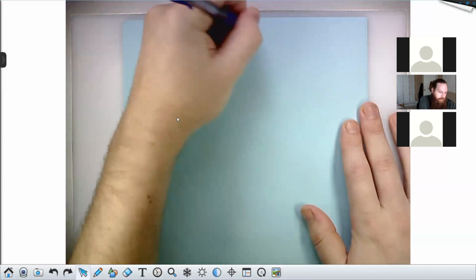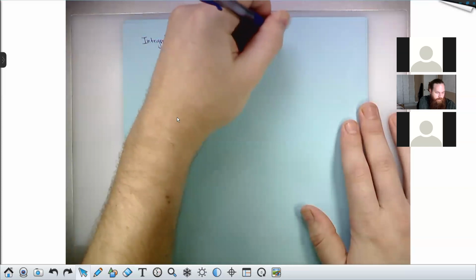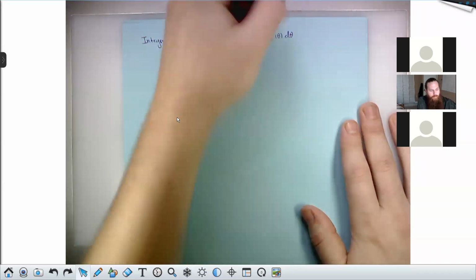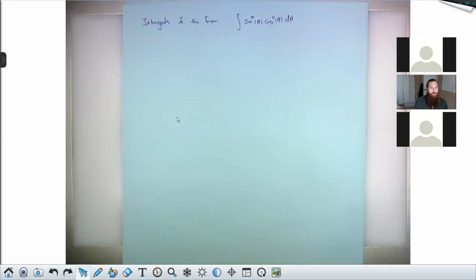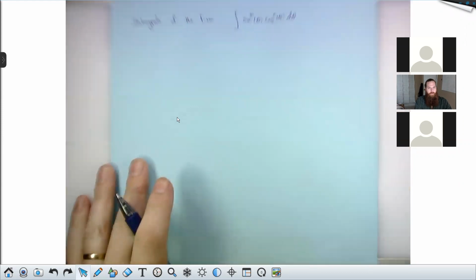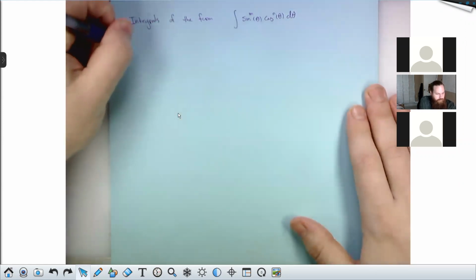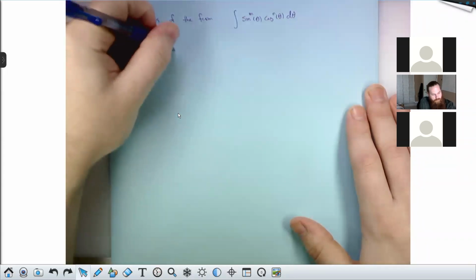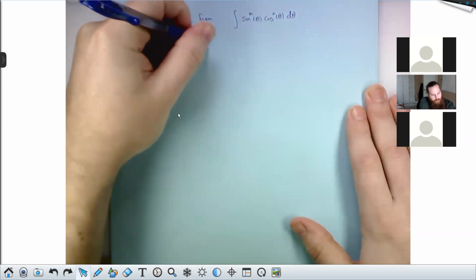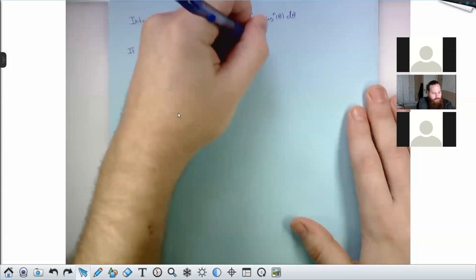I'll call it sine m theta cos n theta. When we use m and n in math, we usually use m first because it comes first in the alphabet, but that's the only reason I'm picking that convention. So if at least one of m or n is odd, then these are easy.